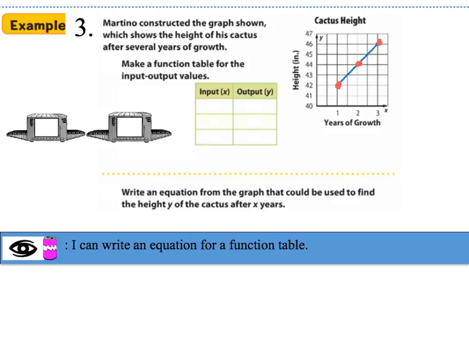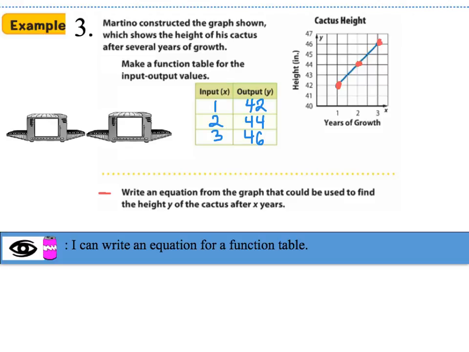So if I'm looking at my graph, years of growth, after the first year of growth, that's the input, the cactus was 42 inches tall. After 2 years of growth, that's the input, the output was 44 inches tall. And after 3 years of growth, that's the input, the output was 46 inches tall. So we've just completed the table.